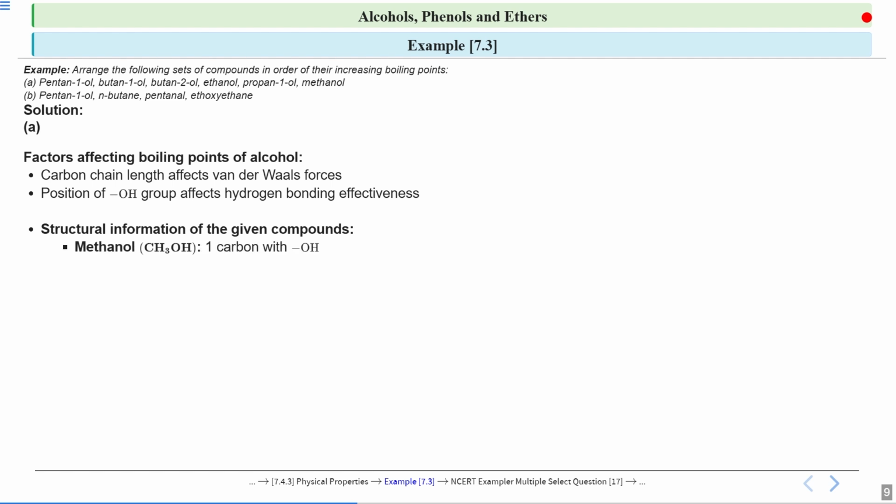First, let us see methanol. Methanol means there is only one carbon atom, and to that carbon atom the OH group is attached. Now see ethanol. In ethanol there are two carbon atoms, and the OH group is attached to the first carbon.